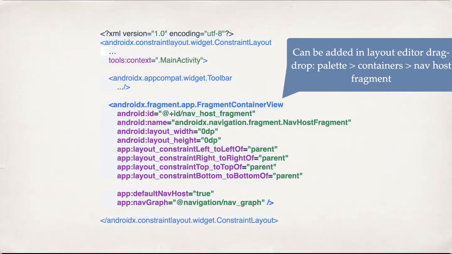And finally, we have app:defaultNavHost equals true, which ensures that your NavHostFragment intercepts the system back button and it knows what to do with it. And there can be only one default. So if you have multiple hosts, that is multiple activities, make sure you specify only one and handle it properly.